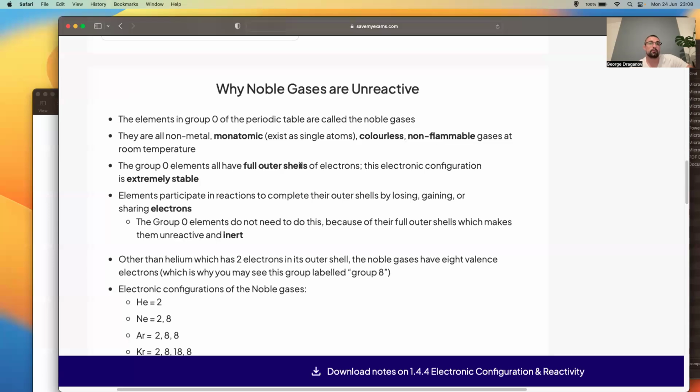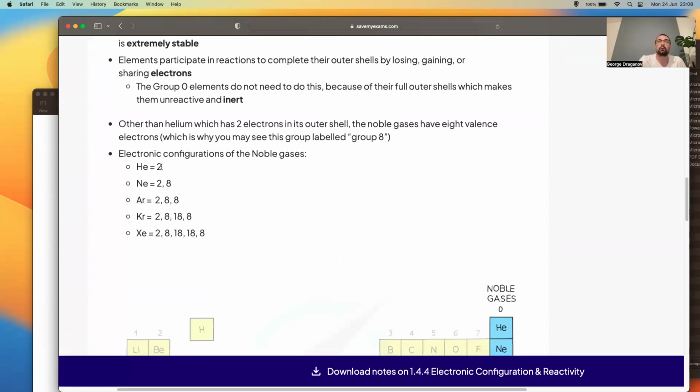Now, because they have a full outer shell, they're inert. They're extremely stable. They don't want to gain, lose or share electrons because they already have the desired electronic configuration. So helium can only hold 2 electrons and is perfectly satisfied. Neon would be 2,8. And the last one on your syllabus would be argon, 2,8,8. Do not worry about these because you're only supposed to know up to the first 20.